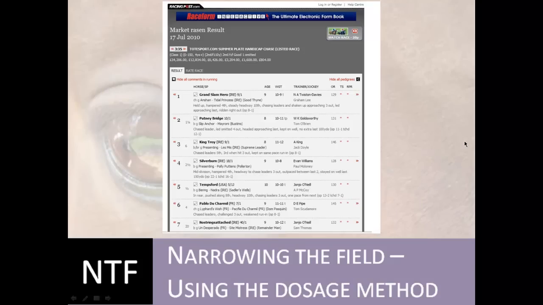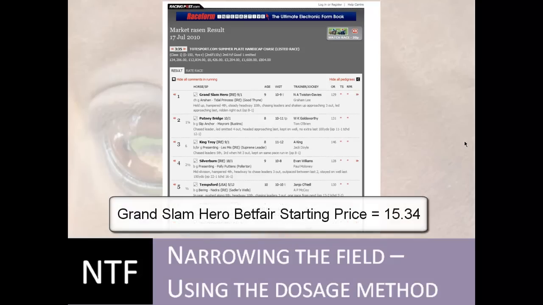If we look at the result, we can see Grand Slam Hero did indeed come home in front. For some reason the bookies let him go off a very generous 9-1. Actually, he's quite a bit bigger on the exchanges, which I use. Grand Slam Hero, he strolled in first place for us.